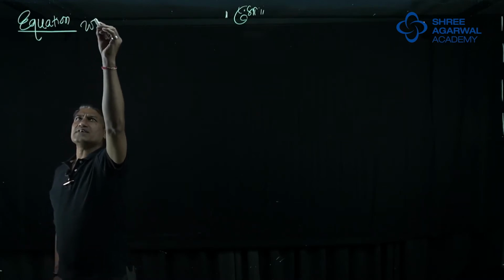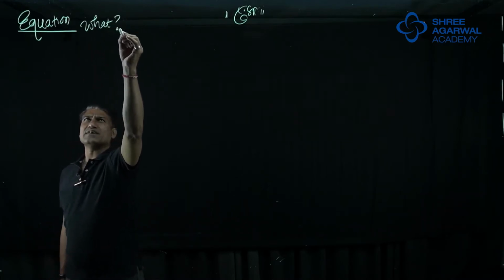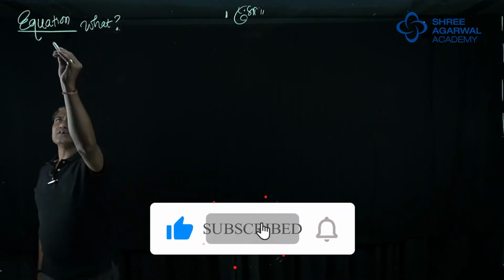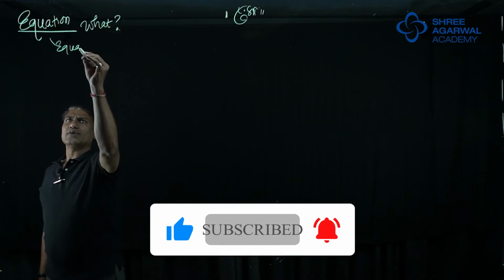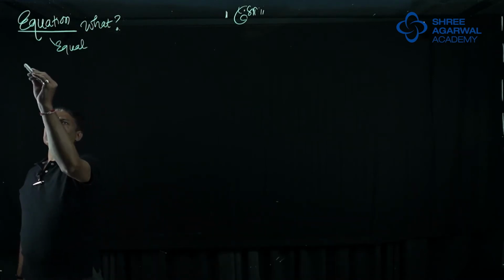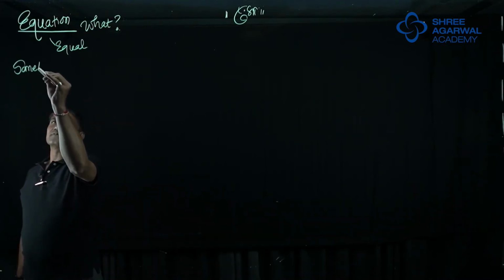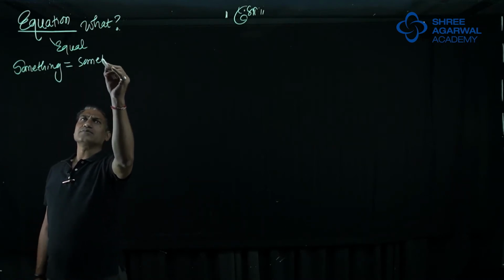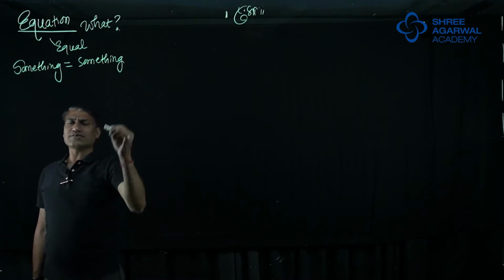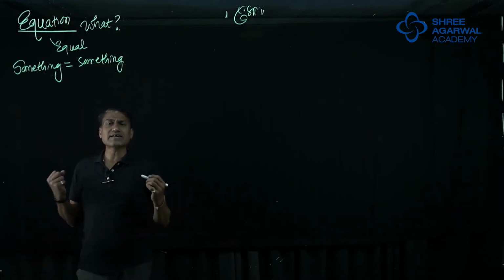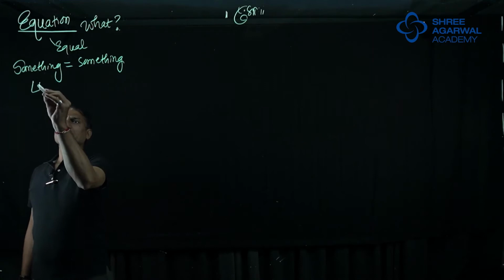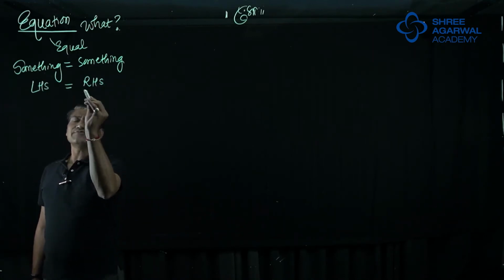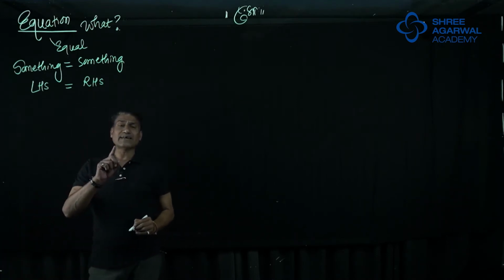So, what is an equation? If you understand the word equation, it comes from the word equal. When something is equal to something, then it is called an equation. Now, instead of saying something and something, we say there is something called left hand side, there is something called right hand side, and if the left hand side is equal to the right hand side, then we say it is an equation.